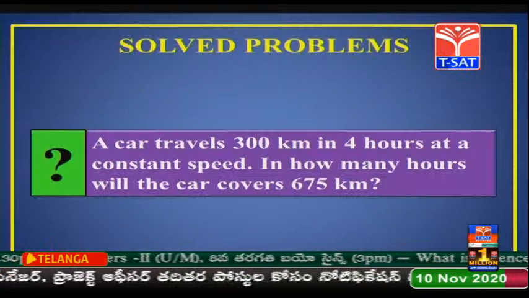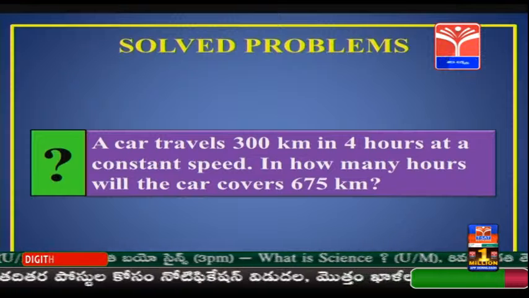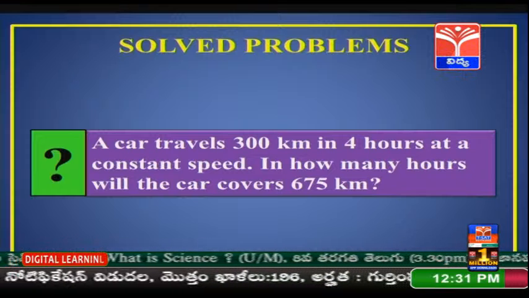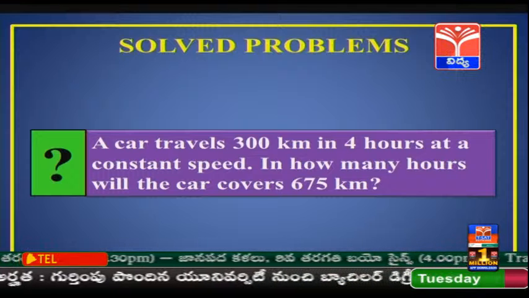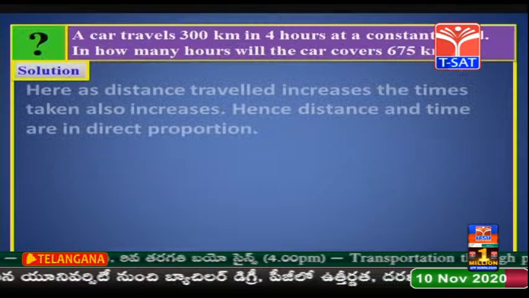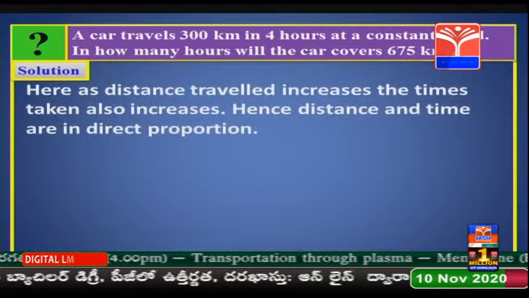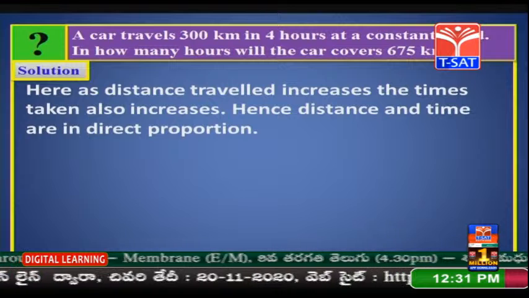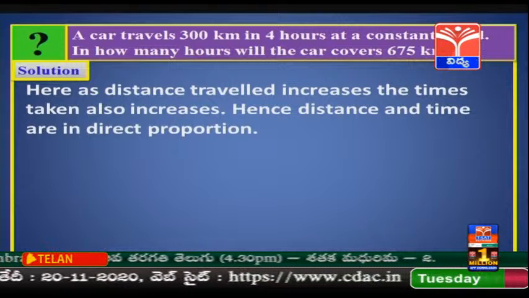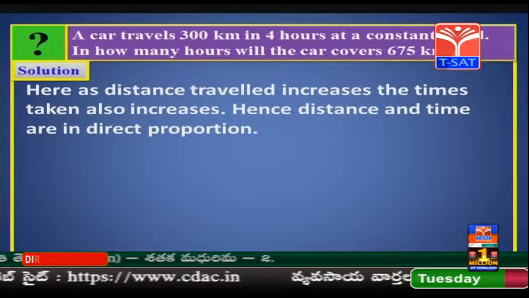So, a car travels 300 kilometers in 4 hours at a constant speed. How many hours will the car take to cover 675 kilometers? Let us start with the solution. So, here as the distance travelled increases, the time taken also increases. Hence, distance and time are said to be in direct proportion. We have already learned this, children.